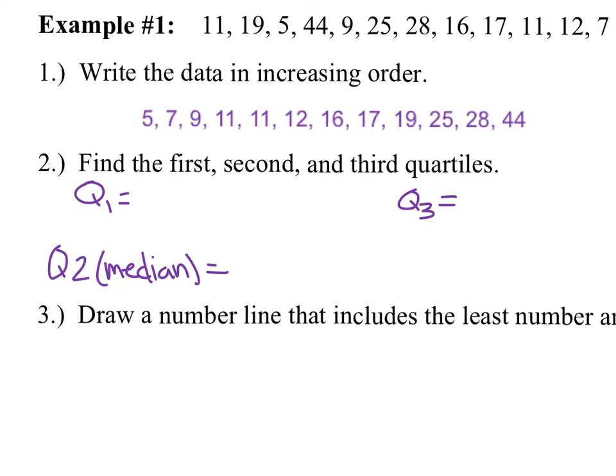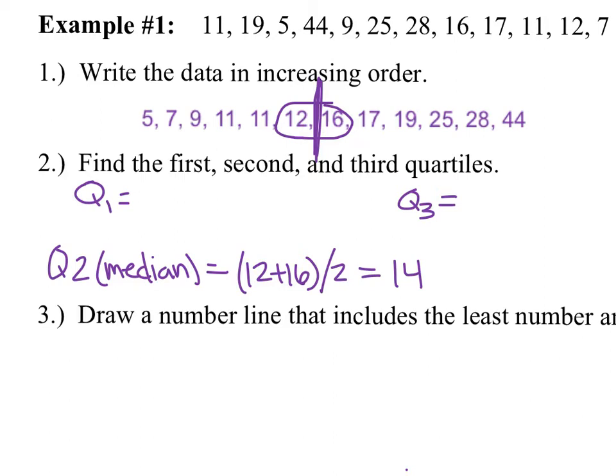So let's see, 1, 2, 3, 4, 5, 6. It's going to be in between 12 and 16. So whatever number is between those is going to split our data in half. So Q2 is going to be whatever 12 plus 16 divided by 2 is. So 12 plus 16 is 28, and 28 divided by 2 is 14. So that's our Q2.